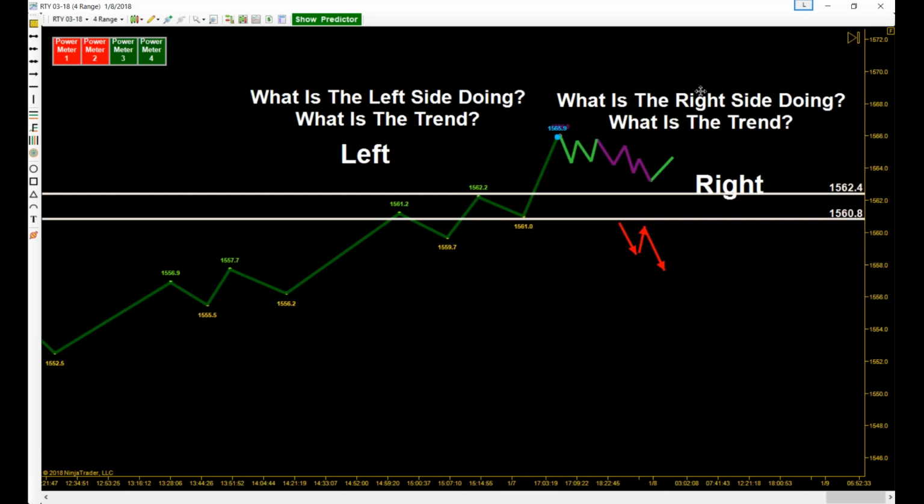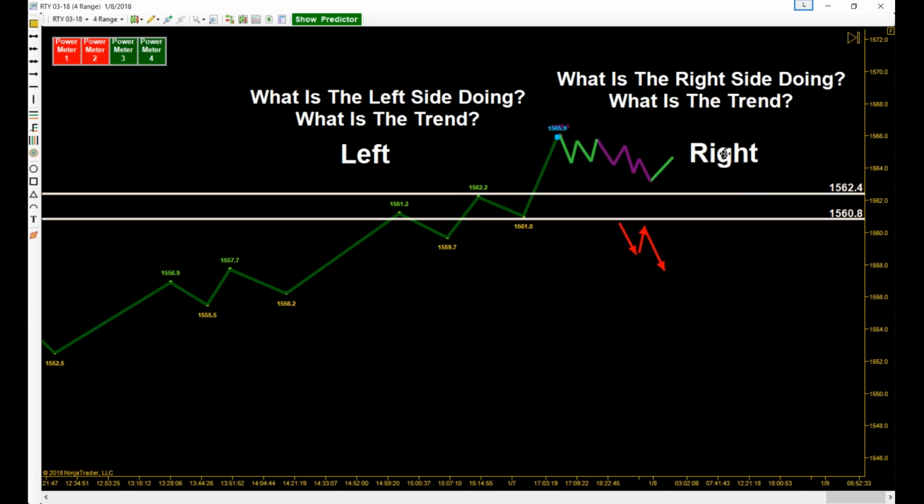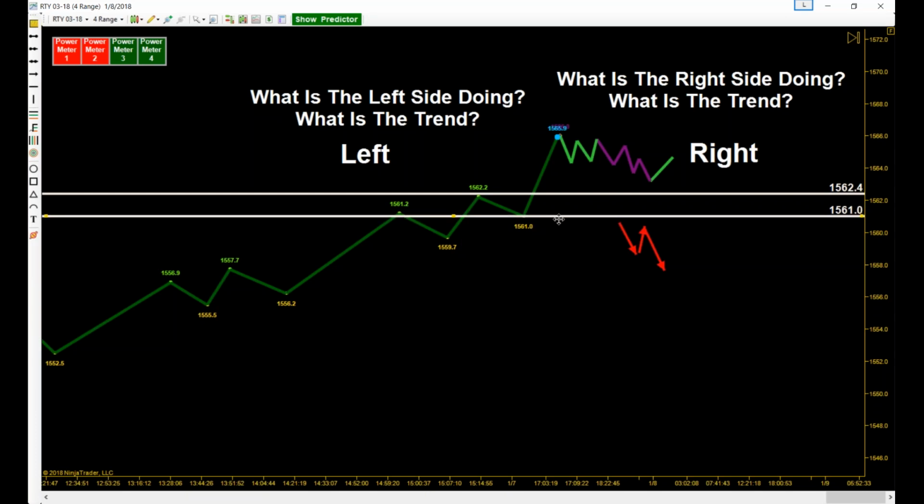So on the left side of the chart, the trend is up. The right side of the chart, the trend is down. Everybody sees that? Okay, but only on the minor. We don't know if it's going to break, like power meter 3, to give an example, until it takes out 1561-ish right through here. That's where that swing is.